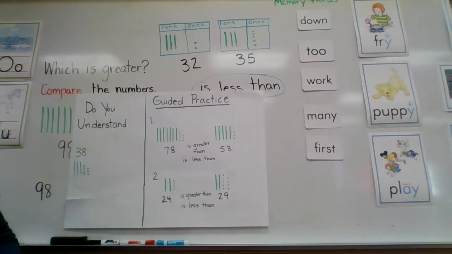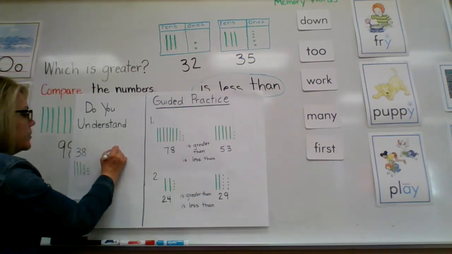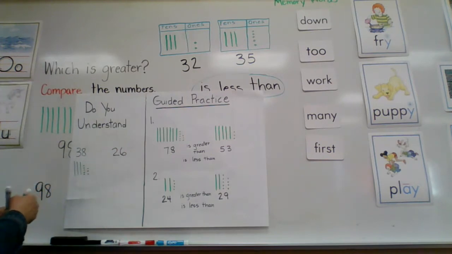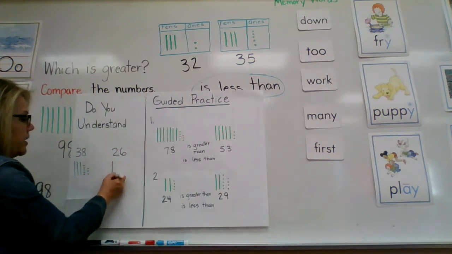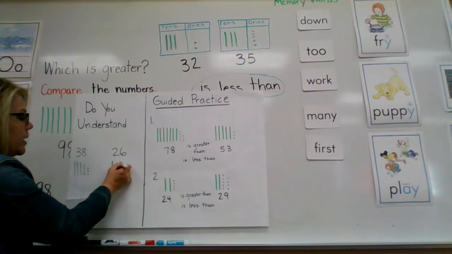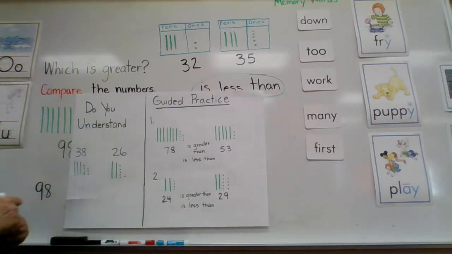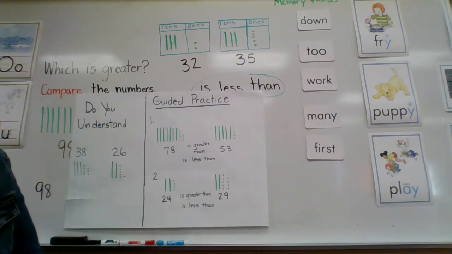And the other number is 26. Let's draw place value blocks for 26. 10, 20, 21, 22, 23, 24, 25, 26. So we drew our place value blocks. Here's our question. Which number is greater, 38 or 26? So go ahead and stop the video here if you need to, and then come back.